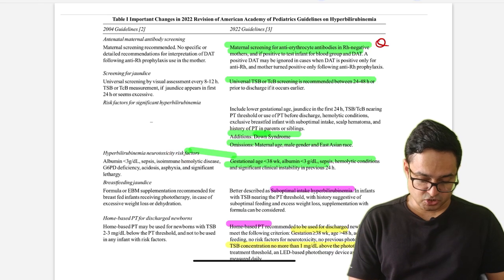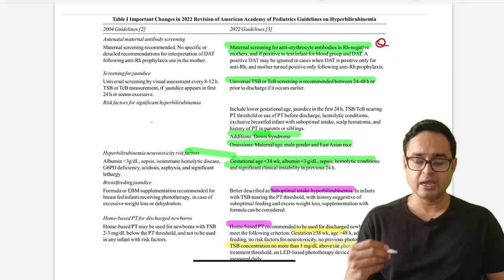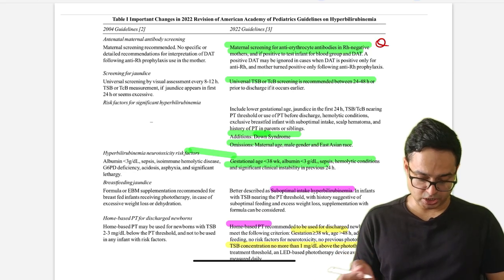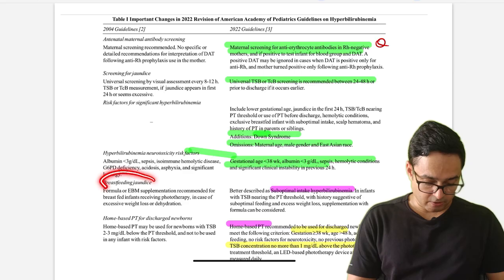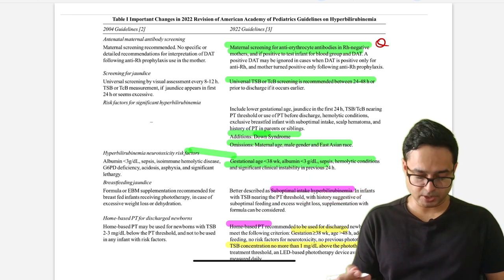Neurotoxicity risk factors: gestational age less than 38, albumin less than 3, sepsis, hemolytic condition, significant clinical instability in previous 24 hours. We have discussed this also, but this is again a new change. Breastfeeding jaundice has been renamed as suboptimal intake hyperbilirubinemia. Again, very much important.